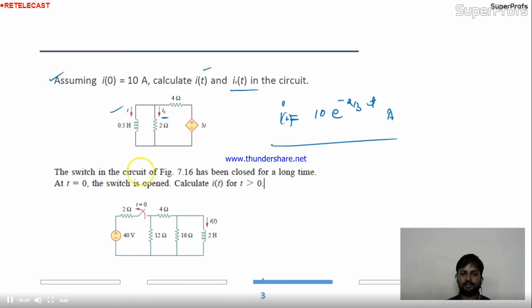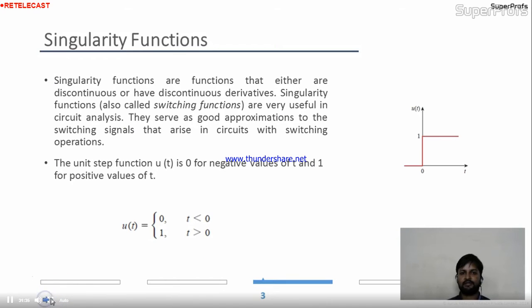Now come to this question. The switch in the circuit in the figure has been closed for a long time. The switch is closed for a long time, and at t equal to 0, the switch is opened. Calculate IT for t greater than 0. This current we have to calculate for t greater than 0. This is also homework. Okay, come to the next.